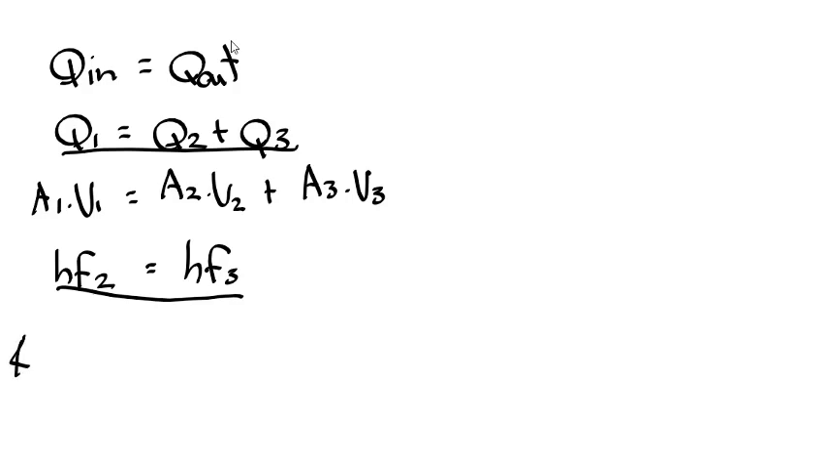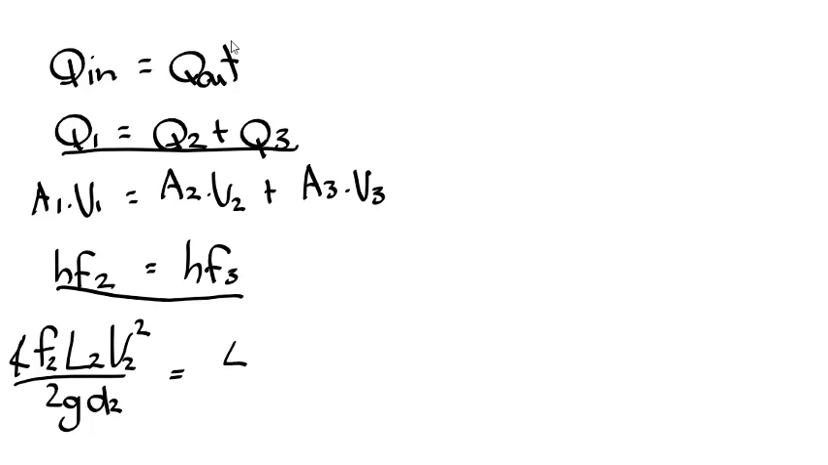It will be 4 times the friction factor for pipe 2 times L2 times V2 squared over 2g and D2, and that should be equal to 4 times the friction coefficient for the third pipe times the third length times our third velocity squared over 2g D3. Okay, so that we know is true.